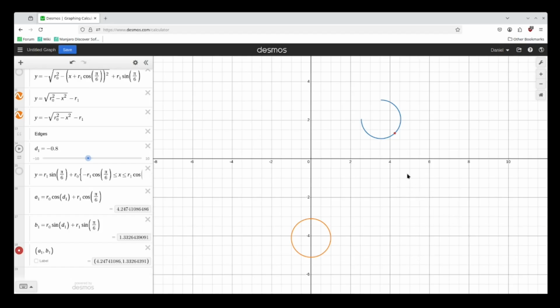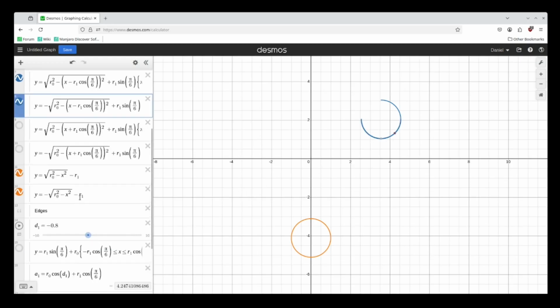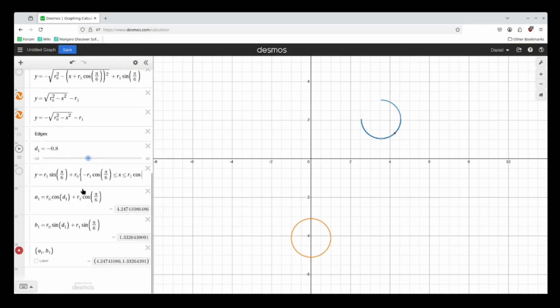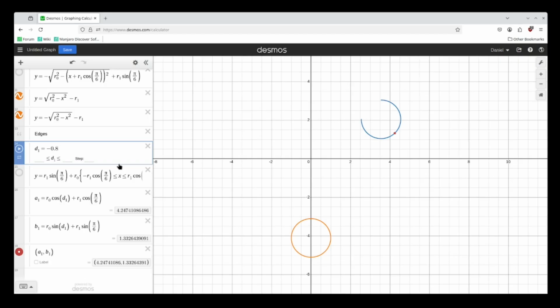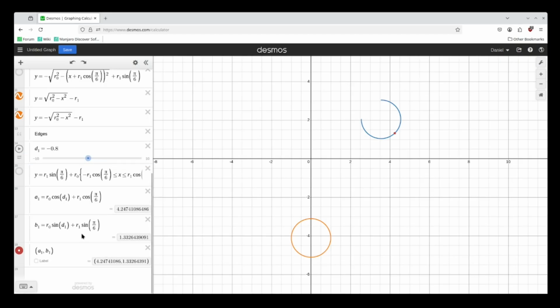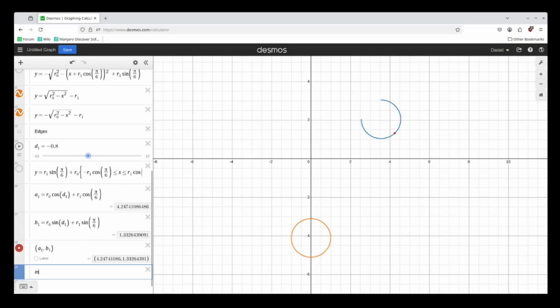Right, next we need to find a line that's tangent to this. But before we can find a tangent line, we should find the line that goes the other way. It goes from the center to this point here. So let's call this one. Let's put the slope down here, M1.